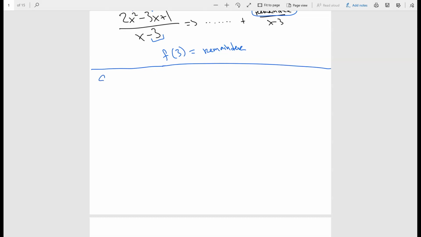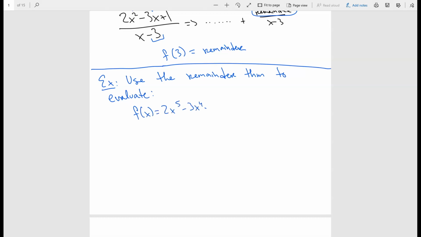So let's say you want to use the remainder theorem to evaluate the following function. Let's say f of x is equal to 2x to the 5th minus 3x to the 4th minus 9x cubed plus 8x squared plus 2, and I want to evaluate this at x equals -3. So we want to use the remainder theorem.